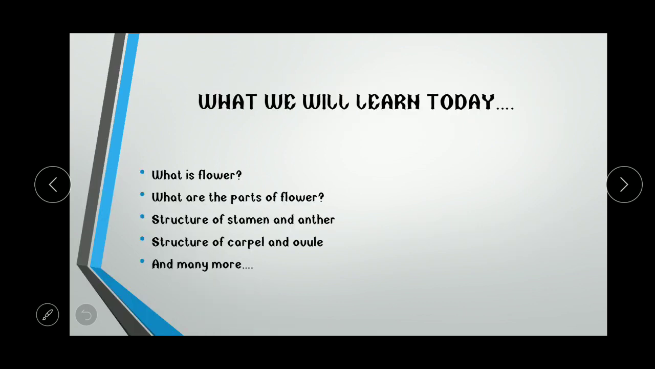So what we'll discuss today: what is a flower, what are the parts of a flower, then the structure of stamen, structure of anther, structure of carpel and ovule. All of these things we will discuss today.